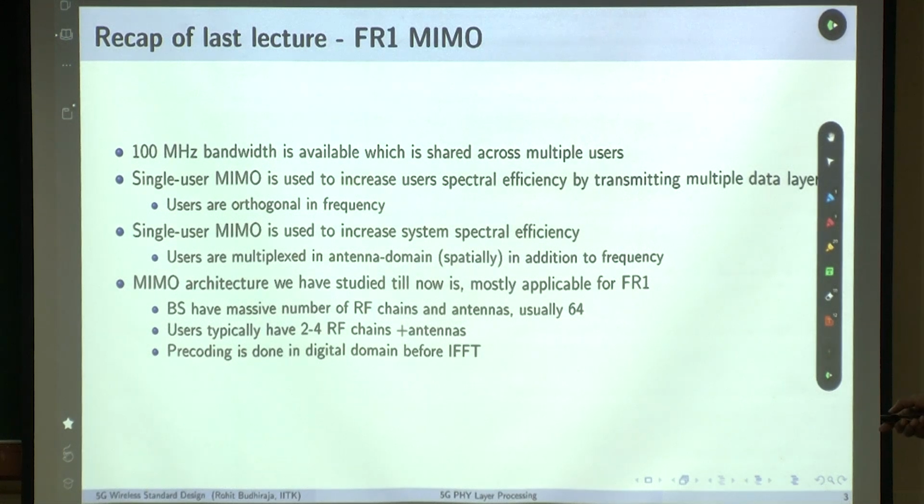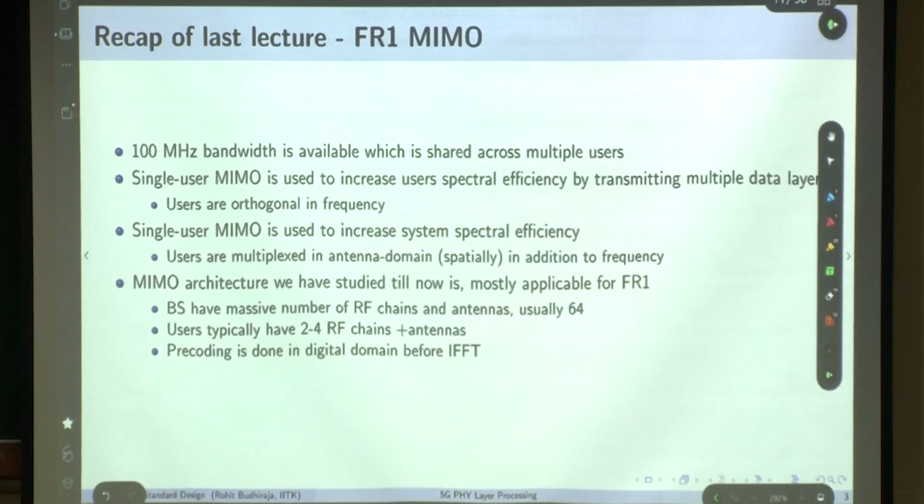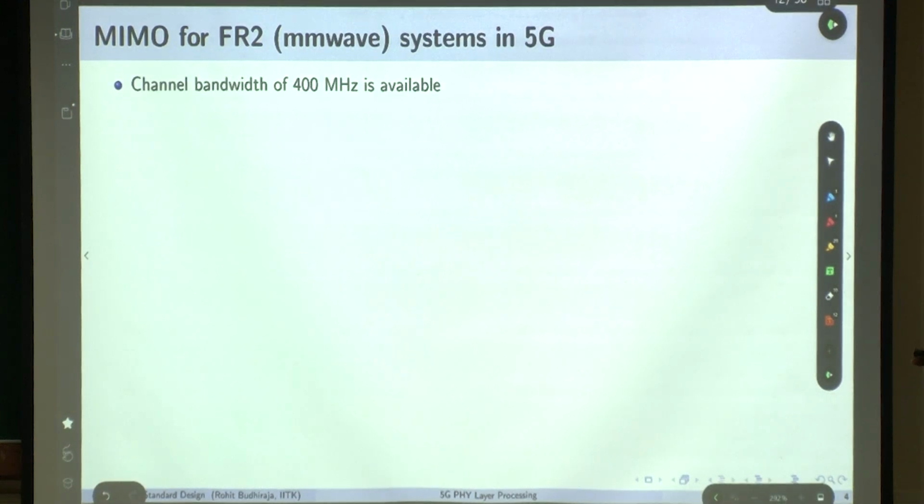Now, where did we do the precoding? Precoding is done in the digital domain before taking the FFT. We are doing it in the frequency domain, and that too digitally, because we have that flexibility. You can do it over each PRB and for different users.